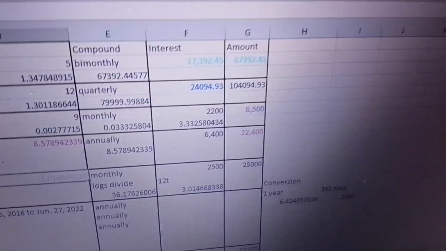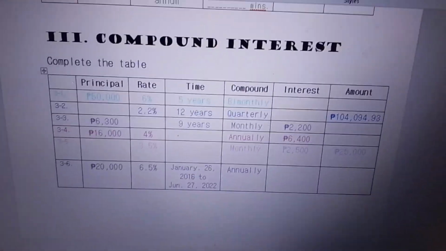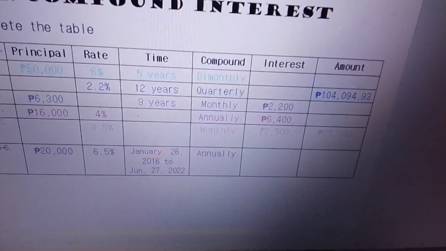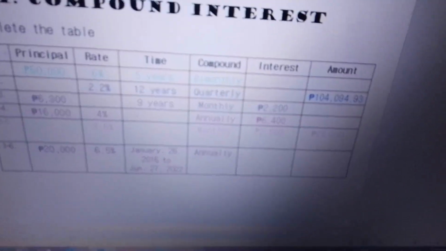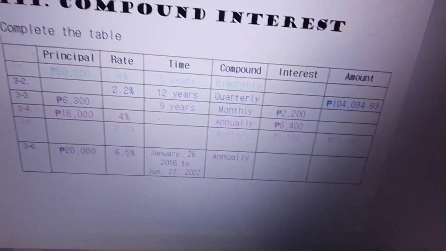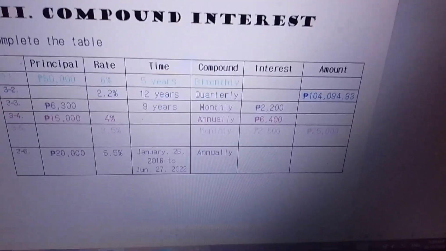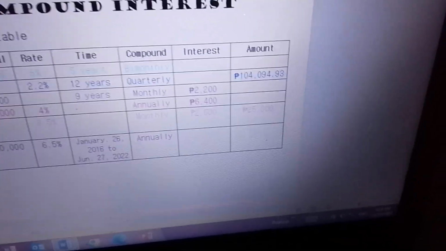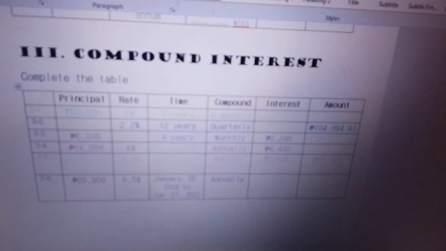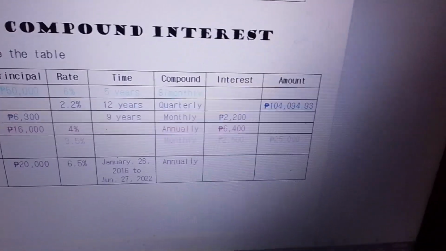Next, now let's go to number 6. We have 20,000 pesos as the principal, and the rate is 6.5%, and then our time is from January 26, 2016 to June 27, 2022. Our time is annually. So how do we solve for the interest and the amount? To solve for the interest and the amount, mabilis lang yun. We do the same formula as follows. P times 1 plus the rate raised to the t power equals the amount.